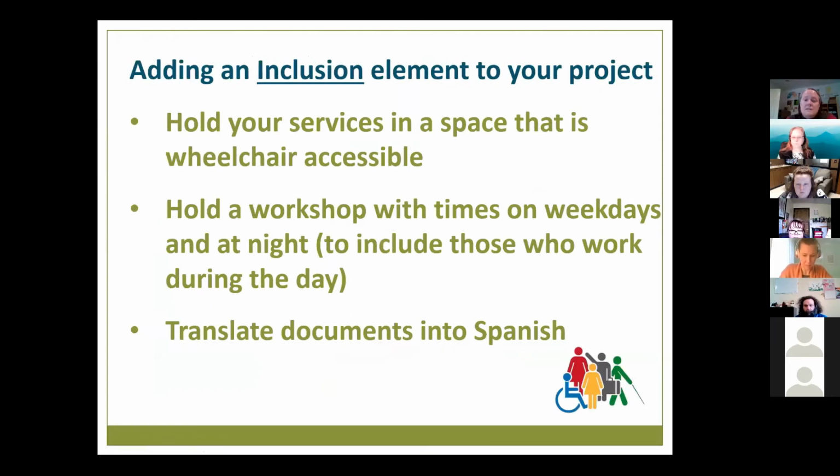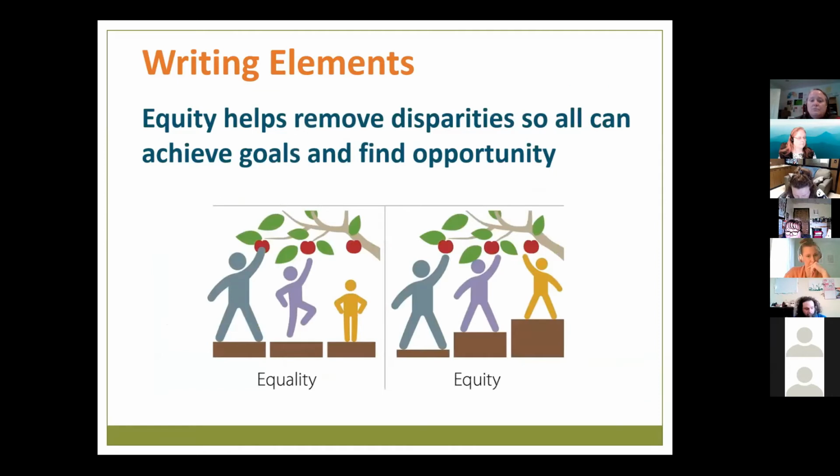Hold your services in a space that's wheelchair accessible. Hold a workshop with times on weekdays and at night to include those who work. Translate documents into Spanish. So those are just a couple of examples of things that would go directly towards inclusion.